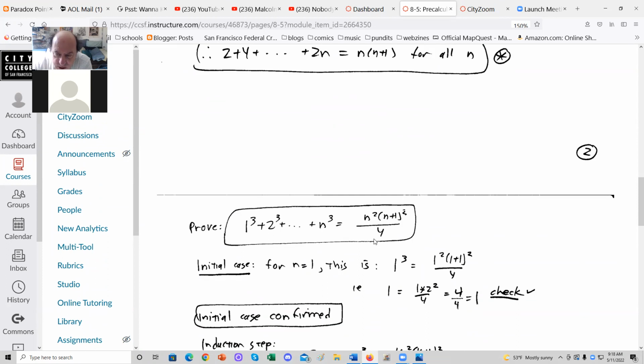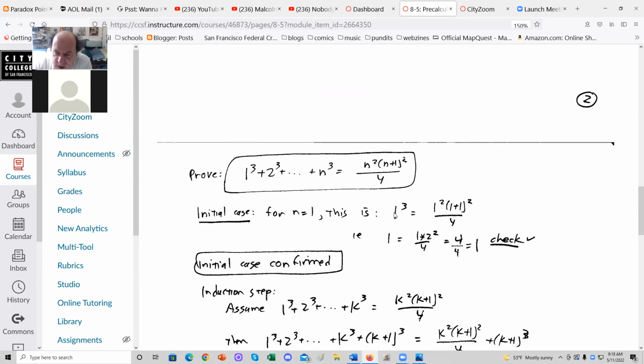Okay. Initial case, easy enough. Set n equal to 1. The left side is 1 cubed. The right side is 1 squared times 1 plus 1 squared over 4. That's 1 times 2 squared over 4, which is 4 fourths, which is 1. Yes, so this does work for n equal to 1.